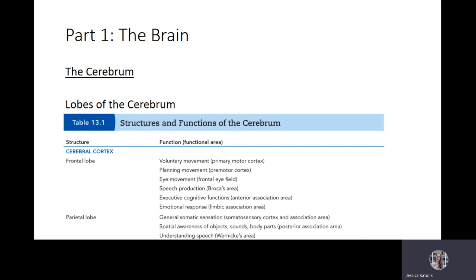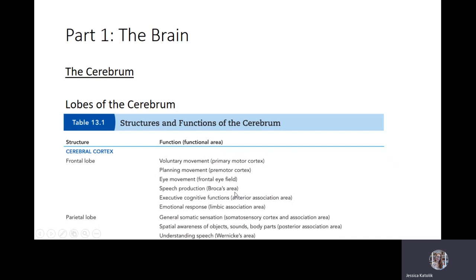For the frontal lobe, it's going to play a very important role in initiating motion. So we have the planning of the motion, which is going to be in the premotor cortex. And the voluntary movement that follows is going to be initiated by the primary motor cortex.